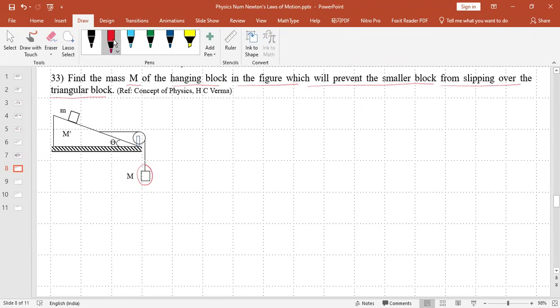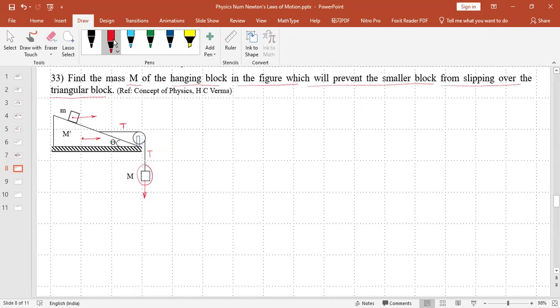Let us consider the tension in the string is T. And obviously tension here is also T. So this block of mass capital M will start dropping down, will pull this block M dash, or M prime, towards the right. And along with the block, this will also pull the small block m towards the right.